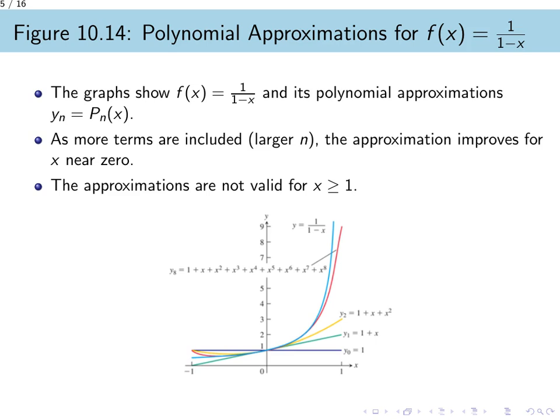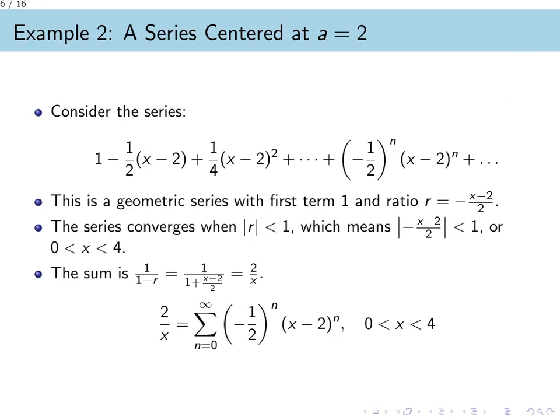The key takeaway is that more terms give a better approximation, but only within a specific range of x values. Let us analyze a power series that is not centered at 0 to see how the principles remain the same. This example shows a series centered at a equals 2.